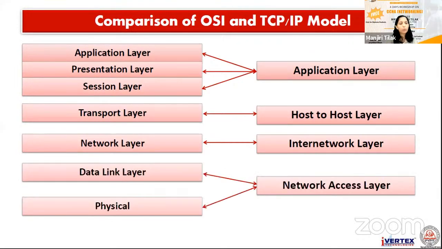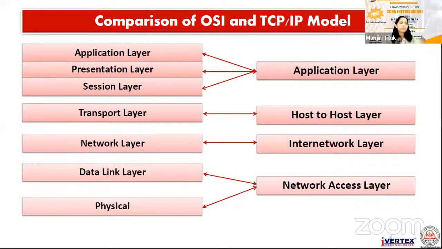And the below 2 layers, that is data link and physical, are combined into one layer and named the network access layer, right? So actually TCP/IP is a combination of all these 7 layers represented in 4 layers. Is that clear? Comparison of TCP/IP and OSI. Actually, you can say they are the same. Only TCP/IP has 4 layers and OSI has 7 layers. Correct?